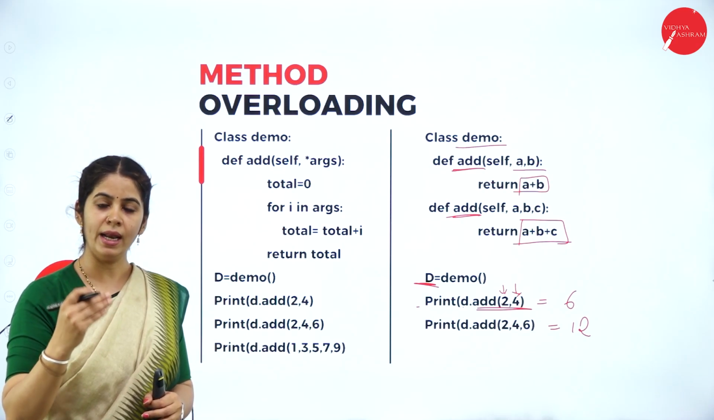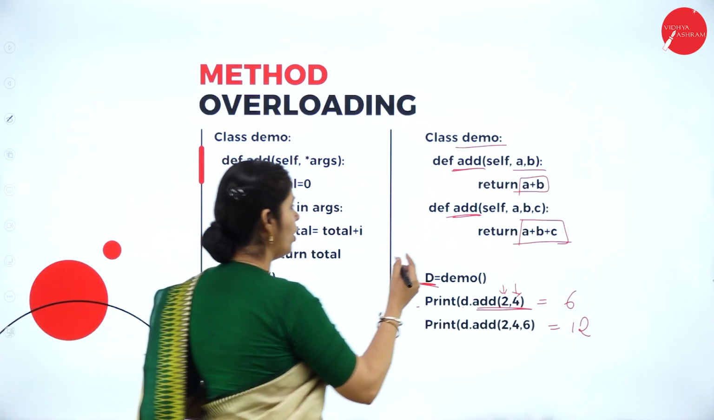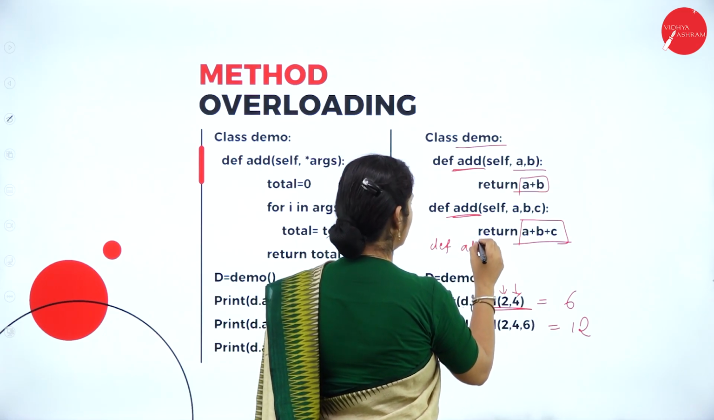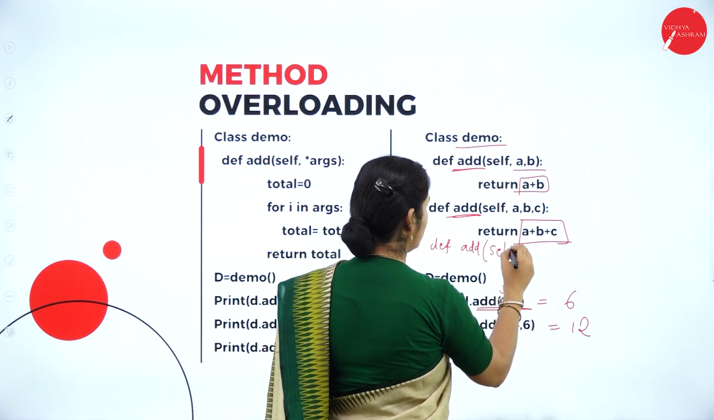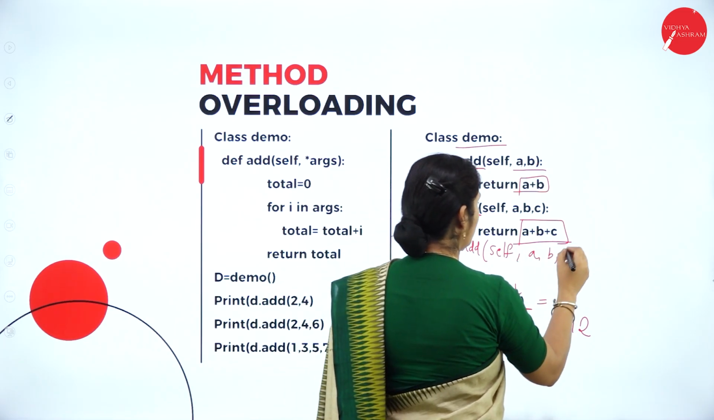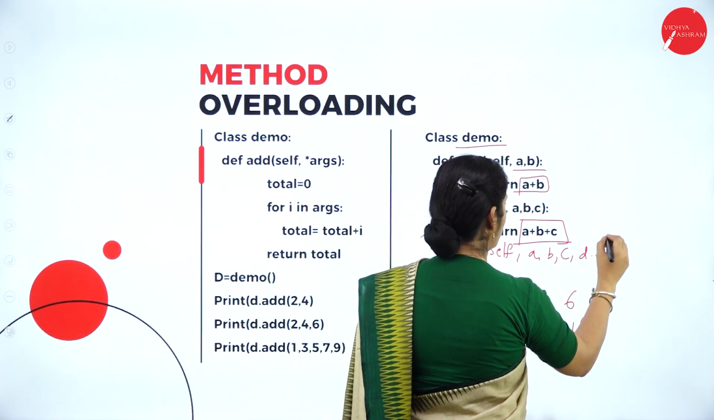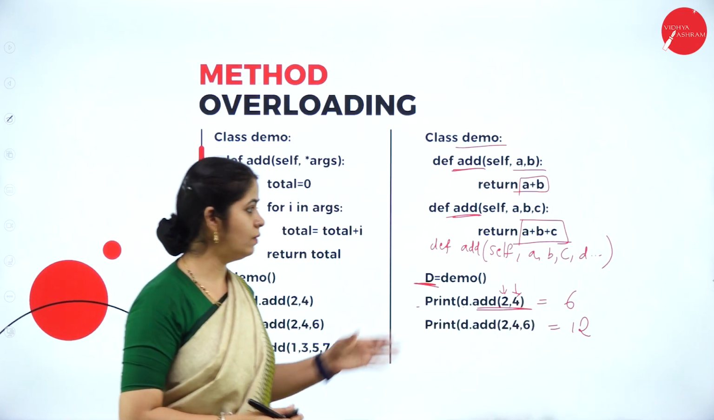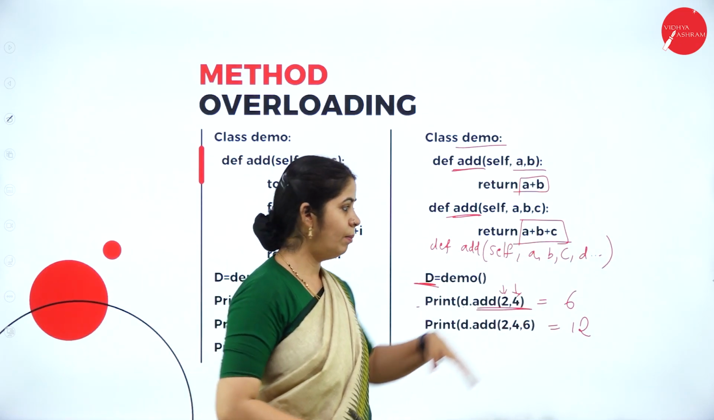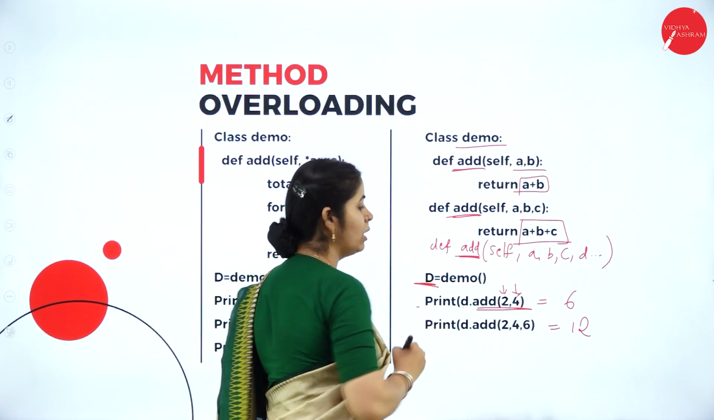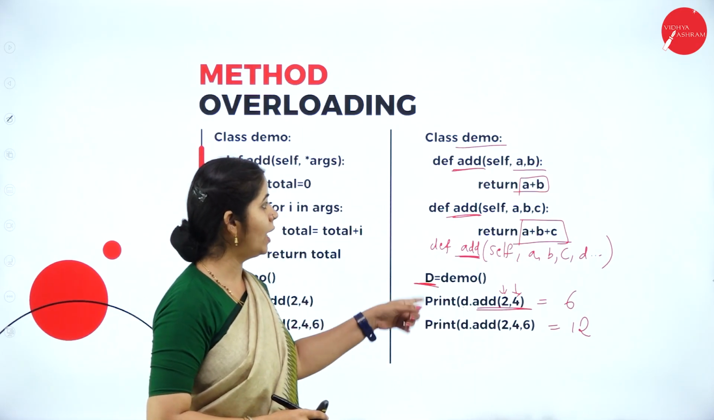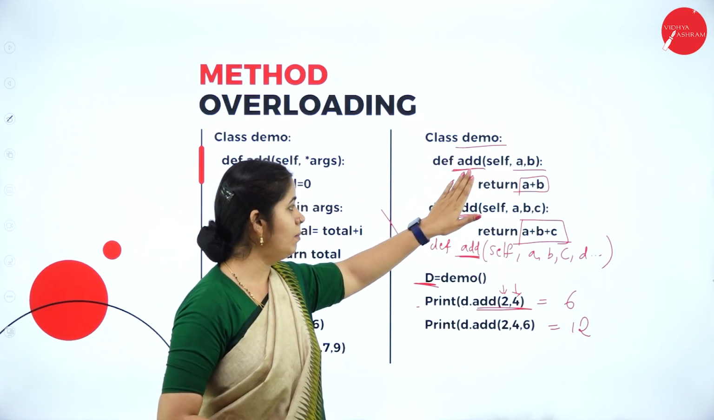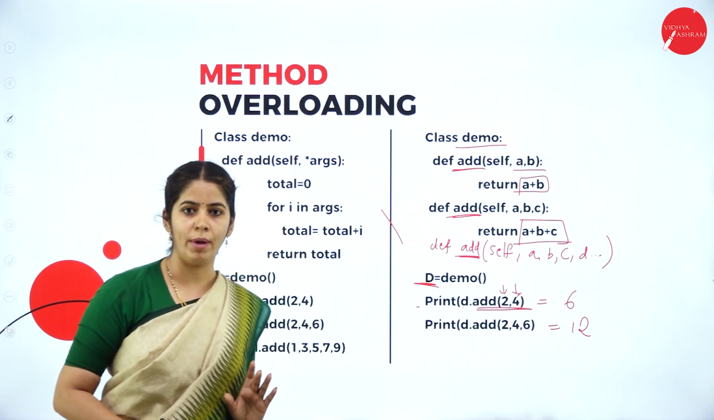If I want to add n number of integer values, I can keep on adding: def add, self, comma a, comma b, comma c, comma d, and so on. How many integer values I want to add, I can give that many variables, but the method name is the same. This is called method overloading: methods having the same name but performing different operations.